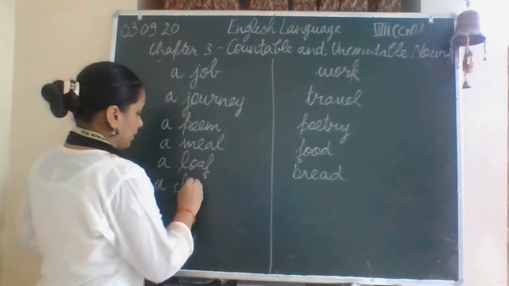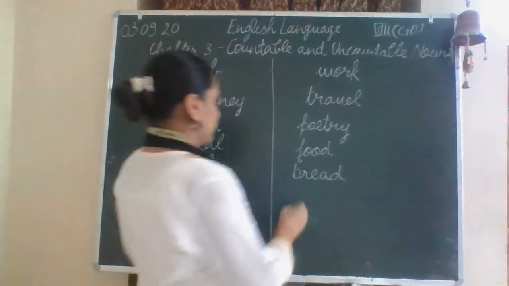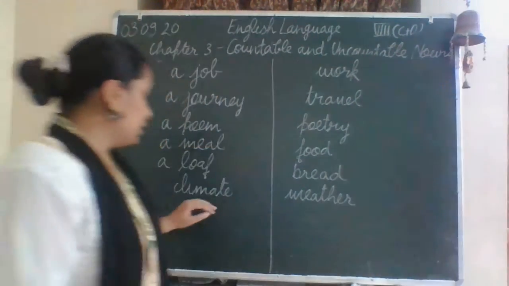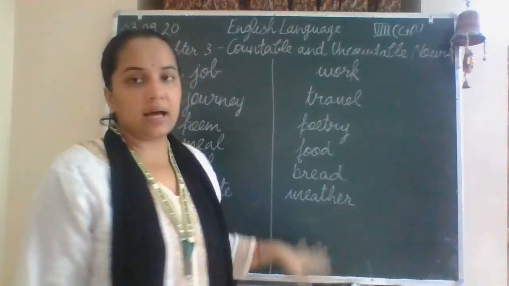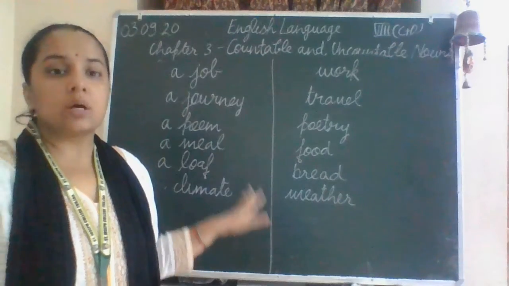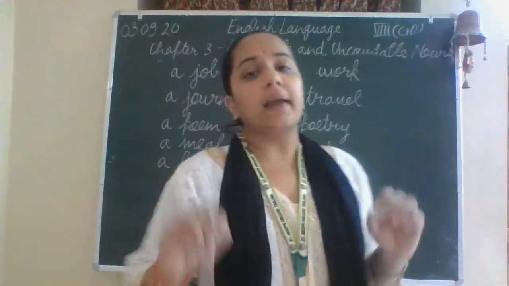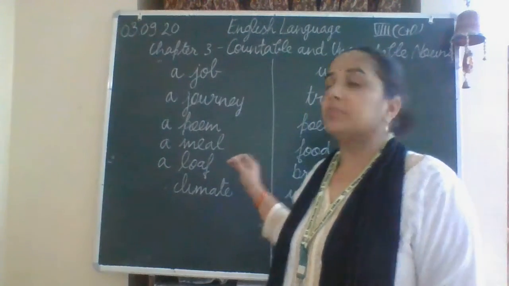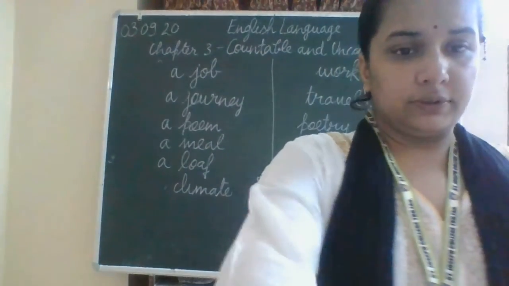A climate. Sorry, it is climate only. And weather. This is considered as countable. This is considered as uncountable. So here, these are some of the words about which we can say which one is countable and which one is uncountable. Both have the same meaning, but if you write these words, you can take it as countable. If you write these words, these will be the uncountable nouns.